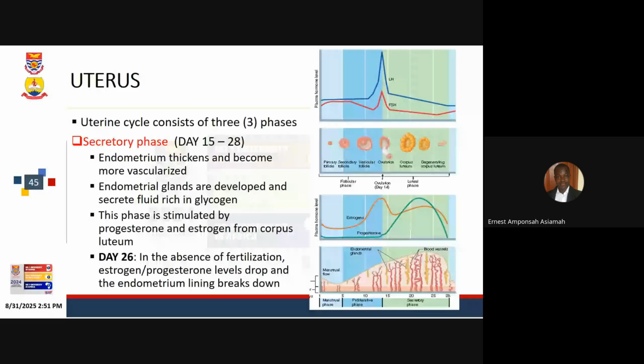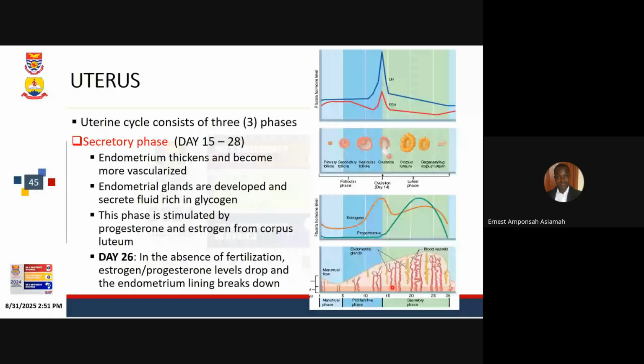Then we have the secretory phase, which is almost like 2 weeks. The secretory phase lasts about 2 weeks. That's the longest phase. Now, this is when the endometrium thickens to its maximum.